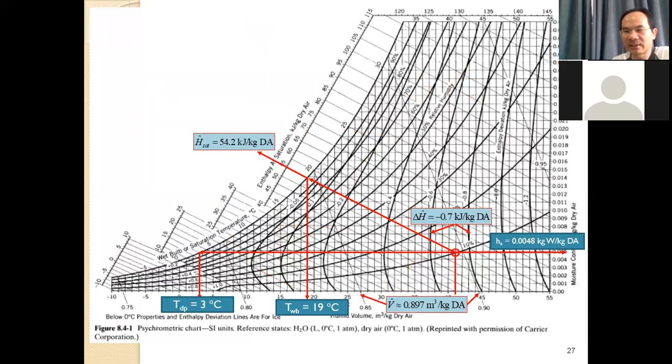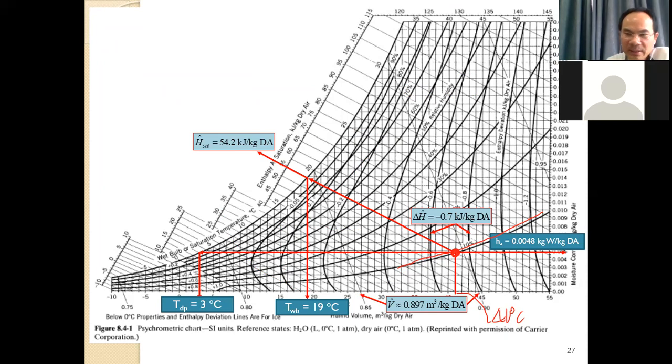Okay. What is the condition? The condition is 41 Celsius dry bulb temperature. And then you know the relative humidity is 10%. This is the 10% relative humidity line. This is 20, 30, 40, 50, 60, 70, and finally 100% in this line. This is the condition: 41 and relative humidity 10%. We cut at this point.